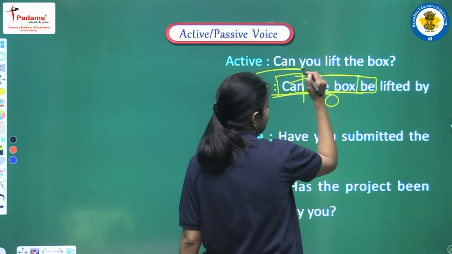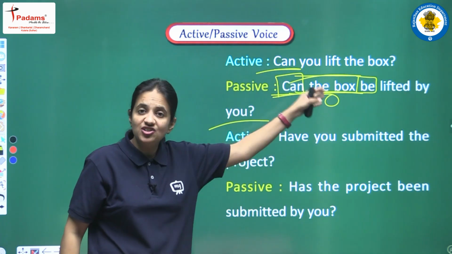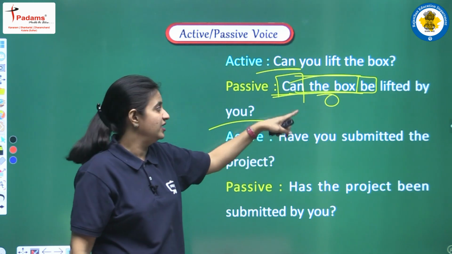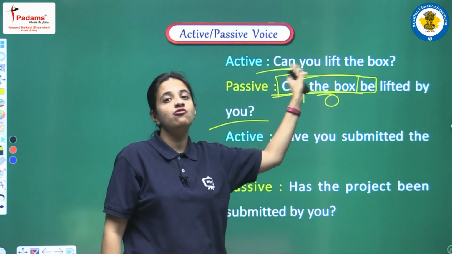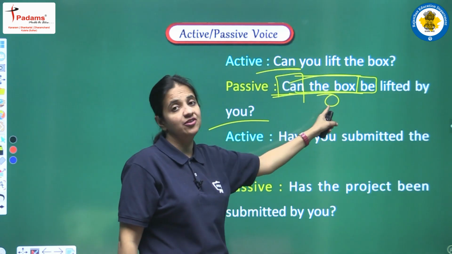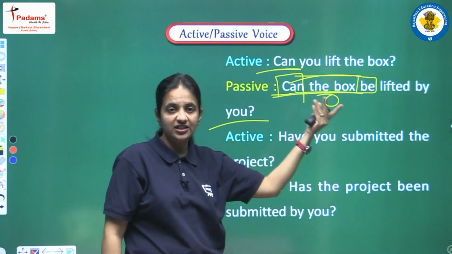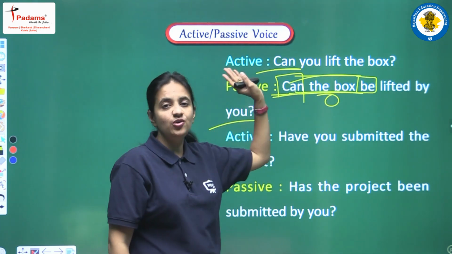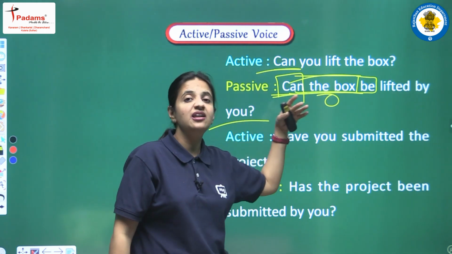Okay, so can the box be lifted by you? This will be the structure. Learn the structure very carefully. In an interrogative sentence, can and be, these two words won't come together. In between there will be the object. Here in this sentence, the box is the object. So active voice was can you lift the box, and the passive voice will be can the box be lifted by you.